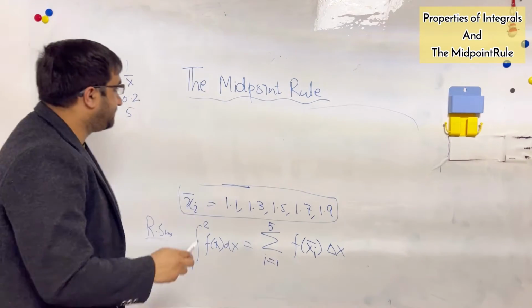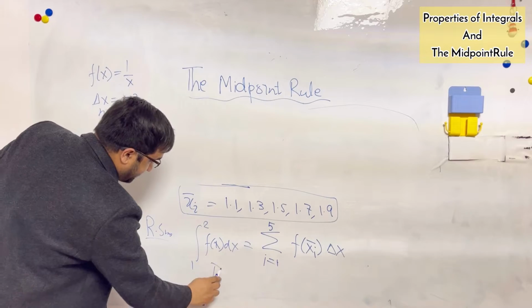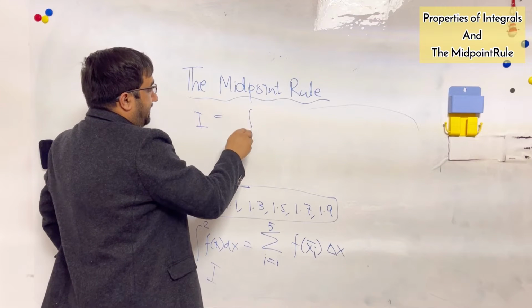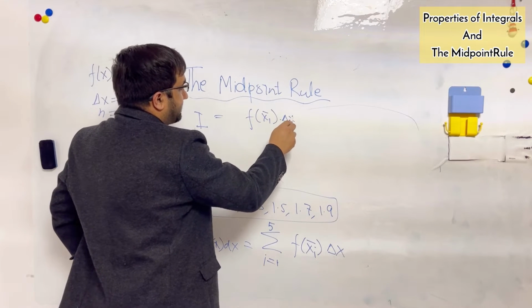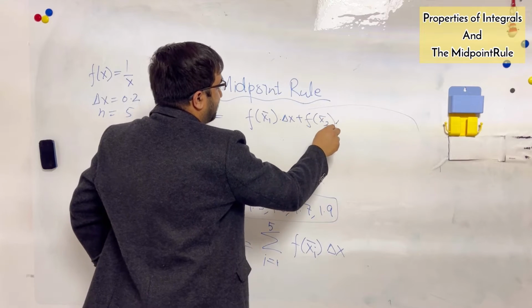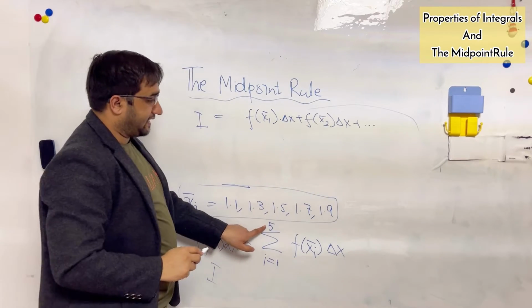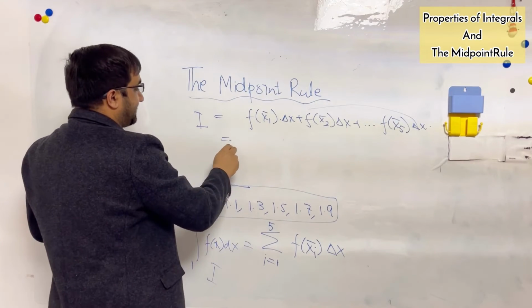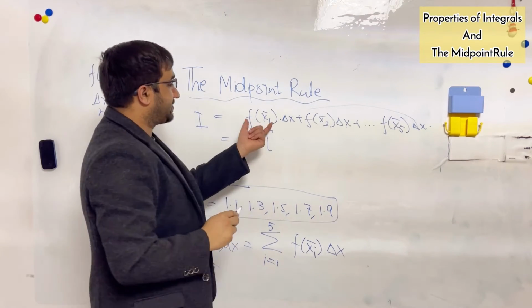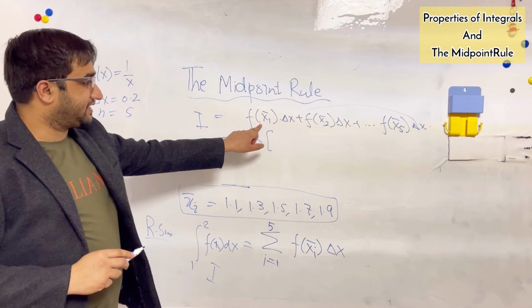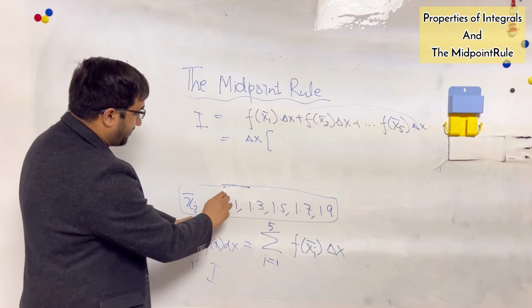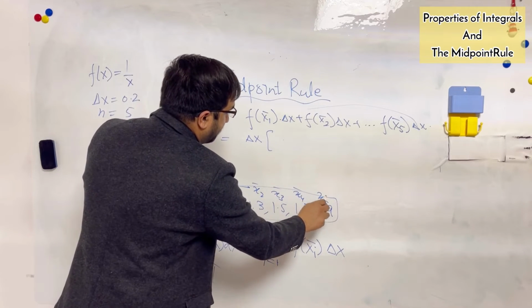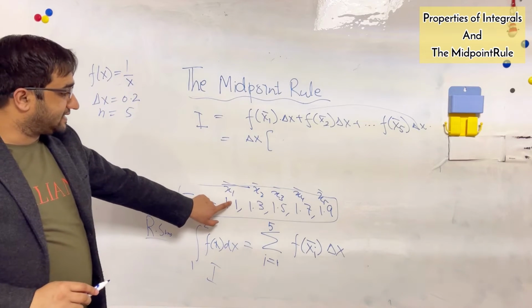This thing is simply, okay, let me say this is I. So I is equal to f of x1 bar delta x plus f of x2 bar delta x plus so on. The final is f of x5 bar delta x. You can take delta x outside. So it is f of x1 bar, meaning the value of the function at x1 bar. This is x1 bar, this is x2 bar, this is x3 bar, this is x4 bar, this is x5 bar.